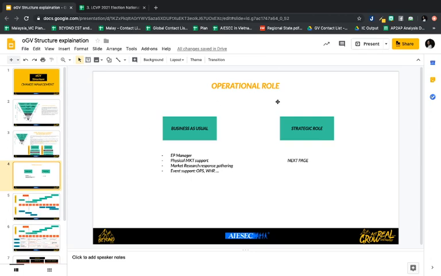So for operation roles, a member of oGV or director of oGV or VP of oGV, we have two sides. First of all, business as usual, and another thing is the strategic role. Business as usual is what every single member and director needs to do, which is to become an EPA manager, join physical marketing to support them, and also do market research and response gathering. For example, you go and interview the potential customer, and also event support, for example OPS or welcome party and stuff. But on the other side, we have the strategic role, which I will talk with you about on the next page.